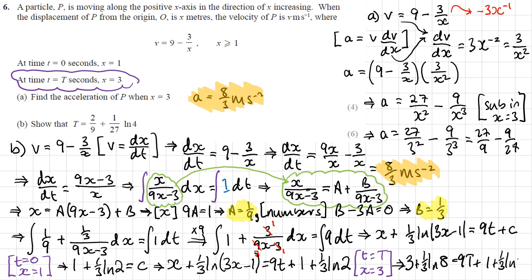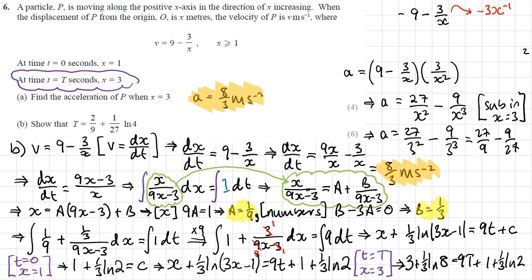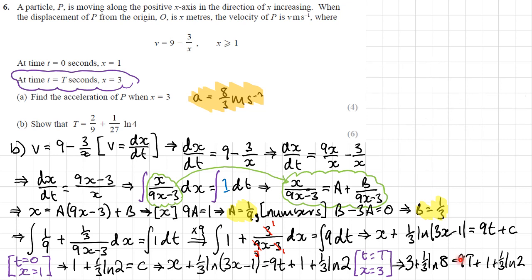Okay, let's make a little bit of space up here at the top so we can now finish off the working for this. I believe now the rest of this question is just going to be simplifying that expression that I've now got. So let's start by making 9t the subject. So I'll have 9t is equal to, so I'm going to take away 1 from both sides, so that will be 2, and then I'll have 1/3 log 8 minus 1/3 log 2.